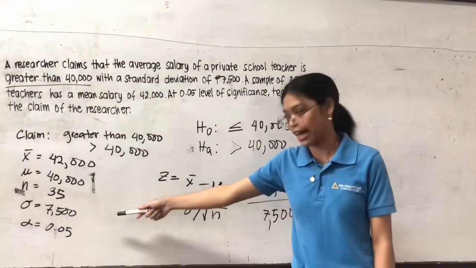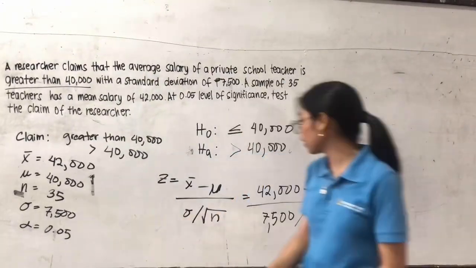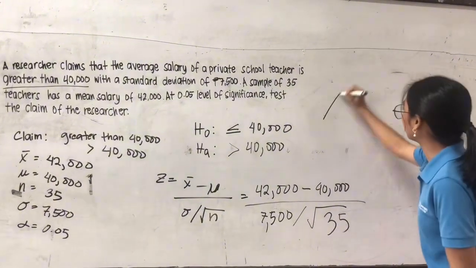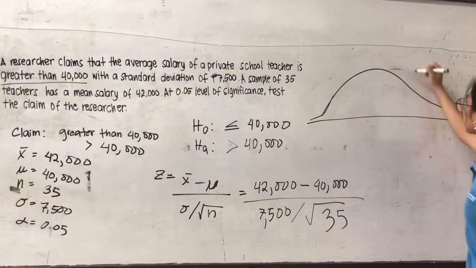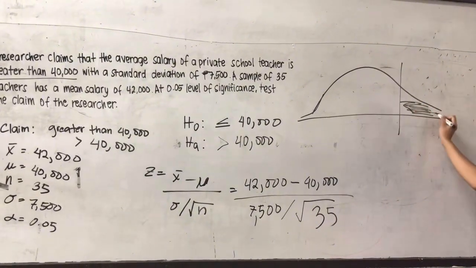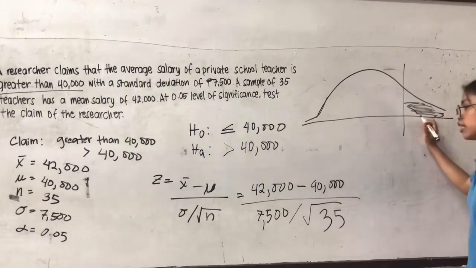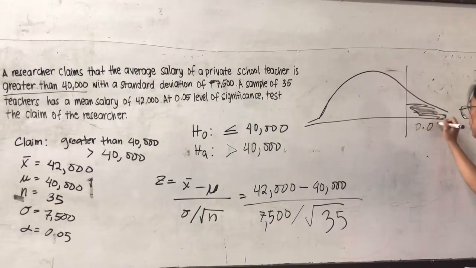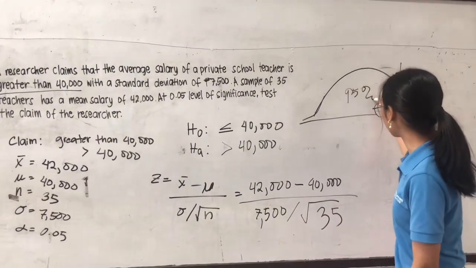is the sample size. And for our alpha level, or the level of significance, we're going to graph. Using that, here is the region of rejection, which means here is the 0.05, or 5%, and here is the 95%.